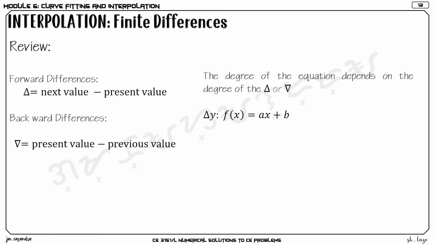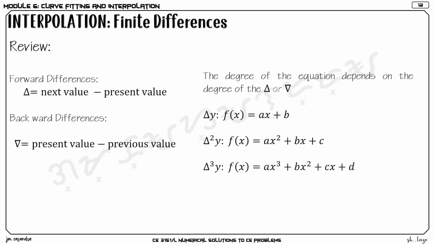For example, if we have stopped at delta y, therefore the function of x now will be the first degree equation, which is equal to ax plus b. If we stop at the second degree of delta, then the function of x will follow a second degree equation, or will follow the format ax squared plus bx plus c. Likewise, if we have a third degree of y for the delta, it will also follow a third degree equation, ax cubed plus bx squared plus cx plus d, and so on.